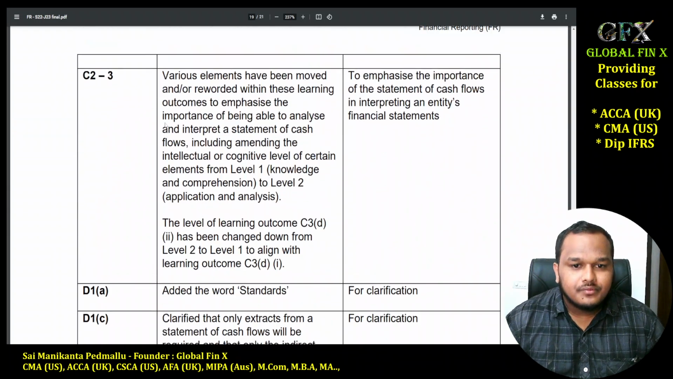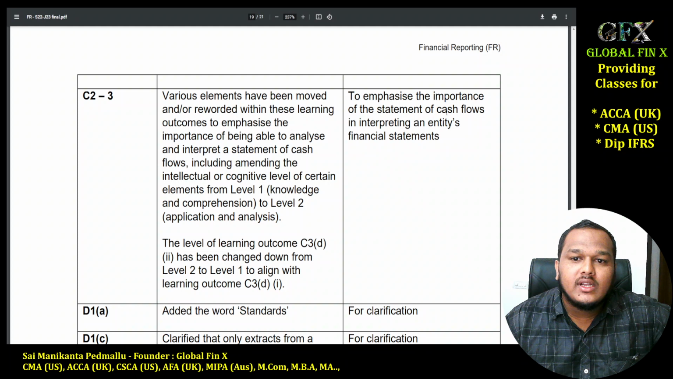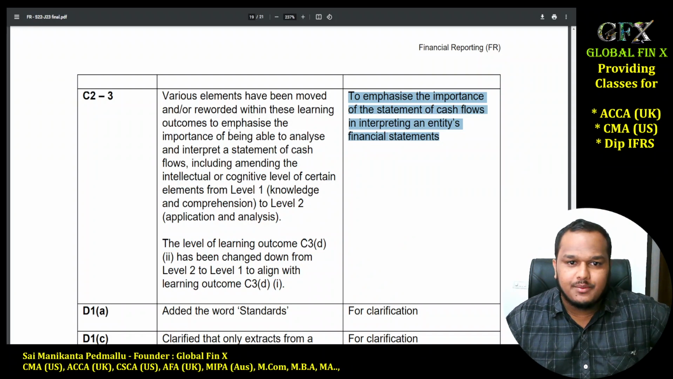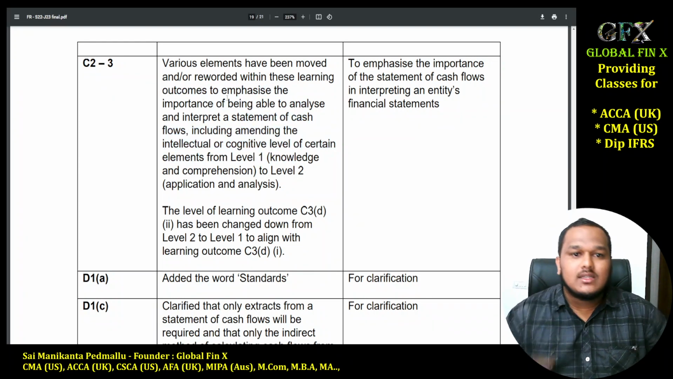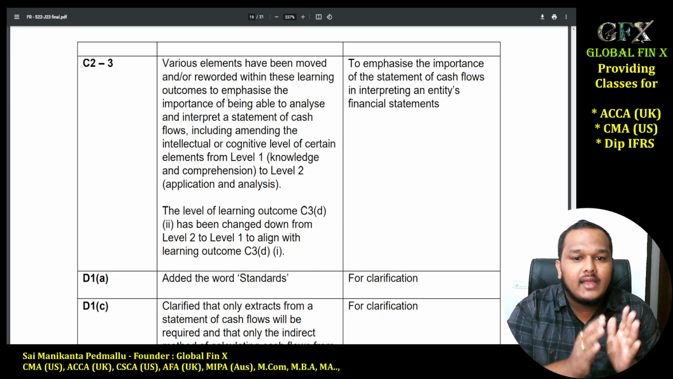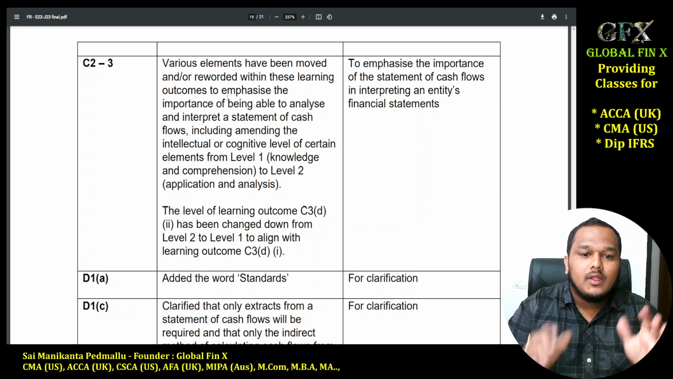Next one. You can see this change, whatever we are looking at now, is to emphasize the importance of statement of cash flows in interpreting the entity's financial statements. So this is interpretation of cash flow statement. Various elements have been moved and or reworded within these learning outcomes to emphasize the importance. So this is just moving some elements from here to there within your syllabus and then increasing the level of knowledge a little bit.